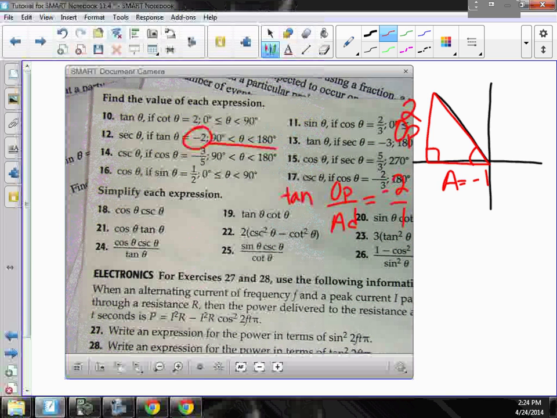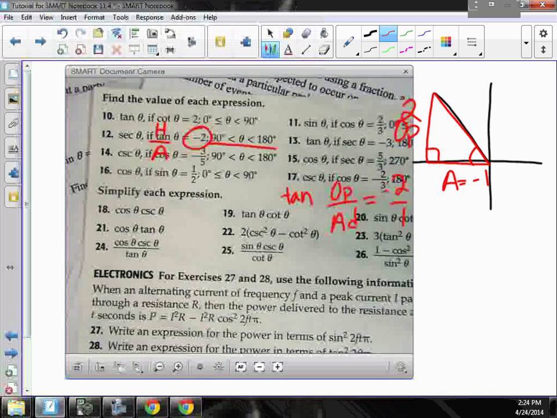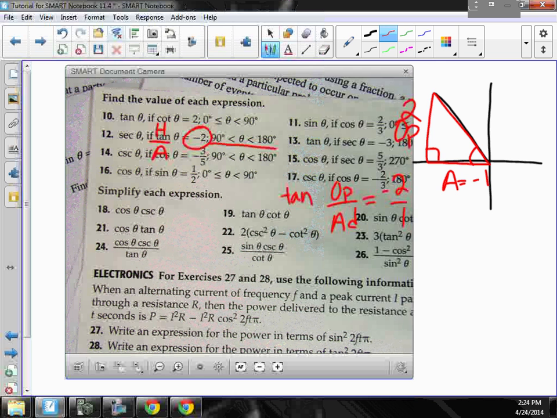Okay, so I want to know the secant. And the secant is h over a. Do I have the necessary information to calculate the secant? No, I need to calculate h. And just a comment on the length of h, it's always longer than the other two, and it's also positive. The hypotenuse on the unit circle is always positive.